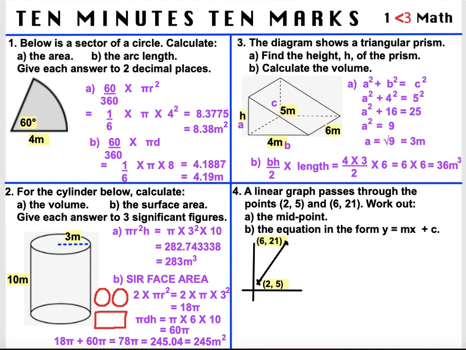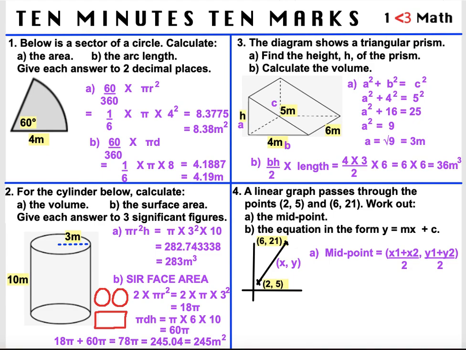Now question 4 is a linear graph, and it passes through the points 2 and 5 and 6 and 21. We need to work out A, the midpoint, and B, the equation in the form y equals mx plus c. So for part A, everybody likes a good part A. To find the midpoint, we need to add the x coordinates together and divide by 2. Similar to the mean, if you've got two numbers and you wanted to find the mean of them, you would add them together and divide by 2. We add the y coordinates together and also divide by 2. So you've always got your coordinates. X is across, y is up or down. It goes x and y within your coordinates.